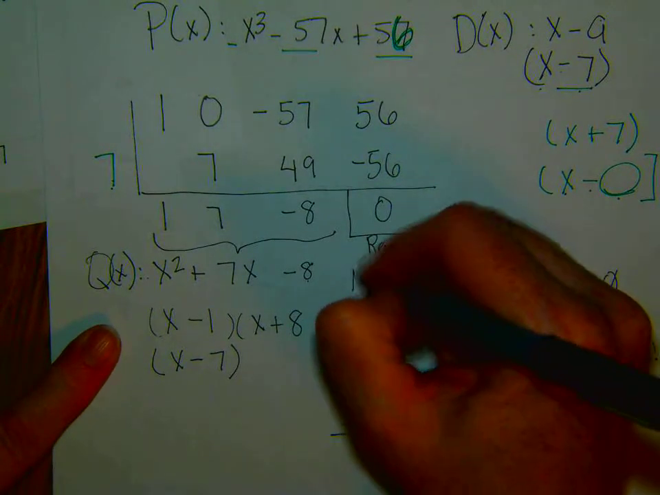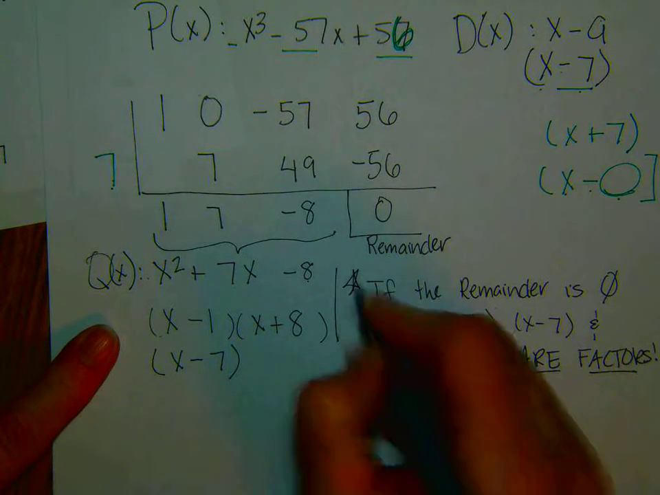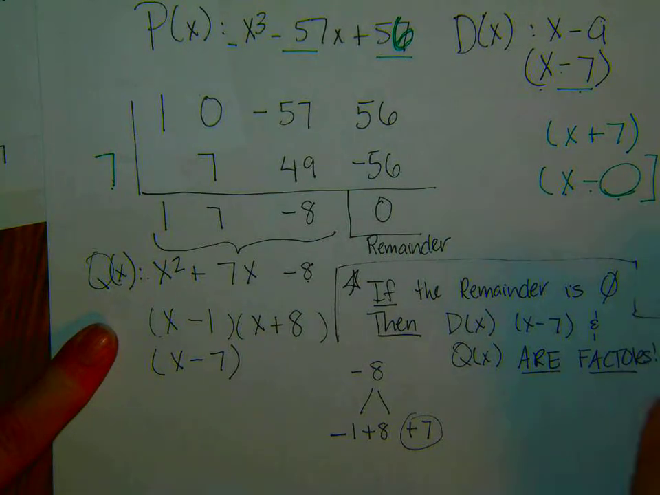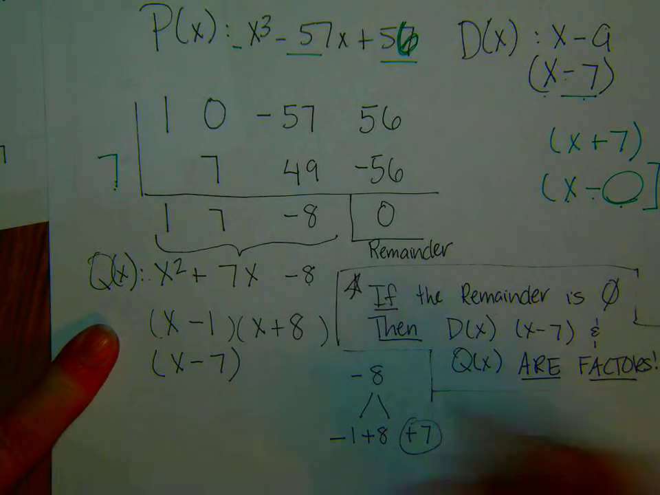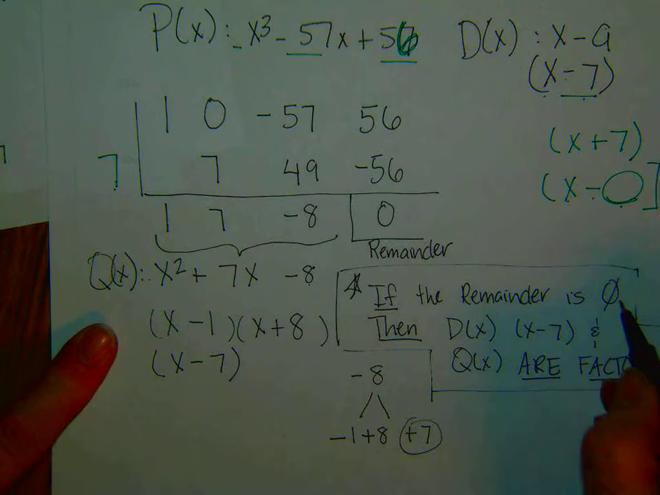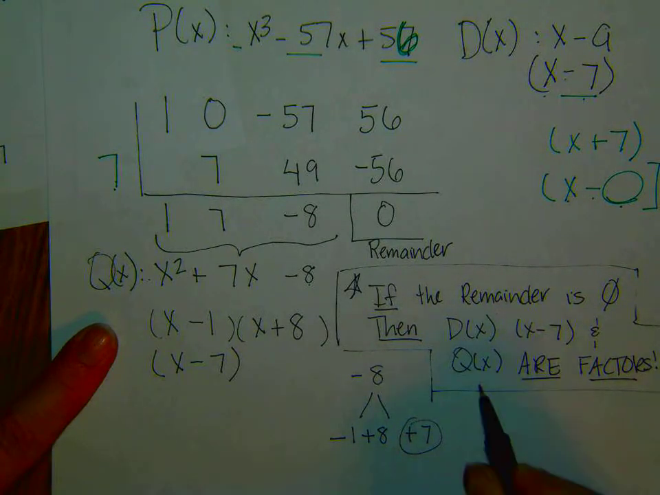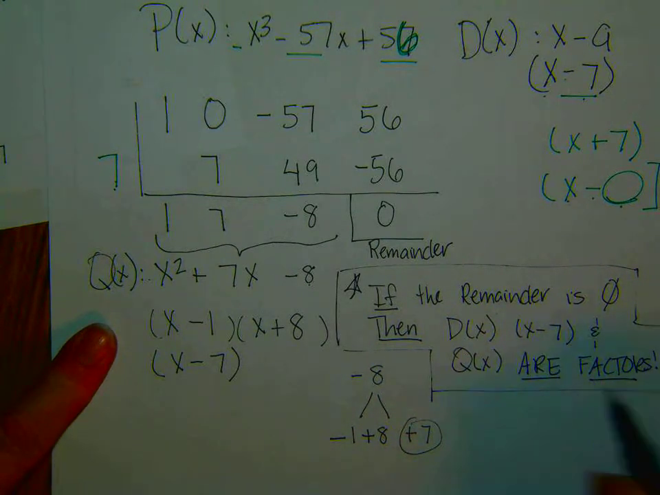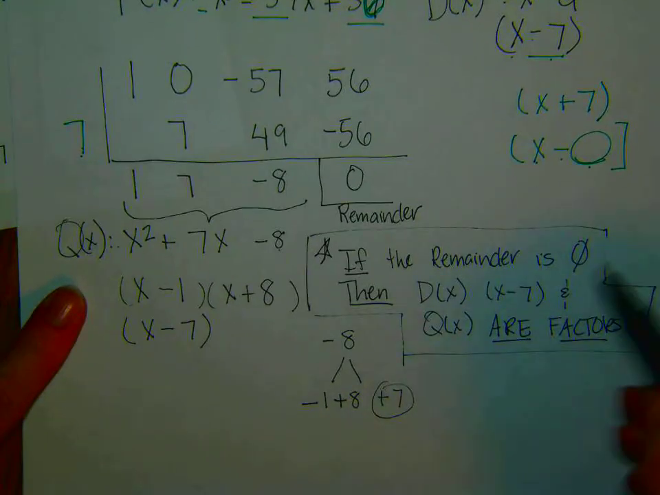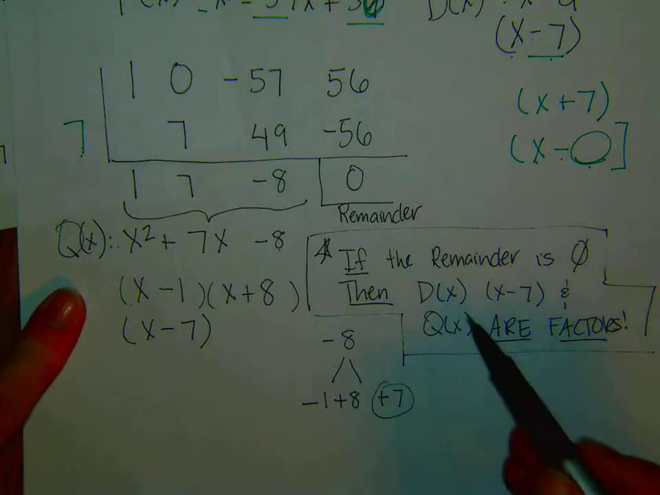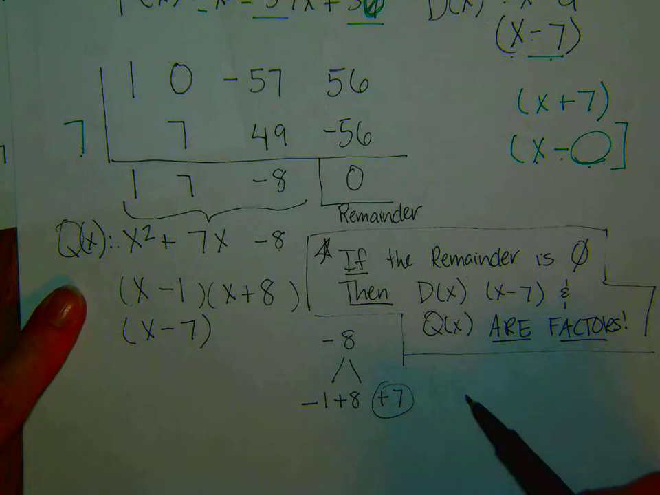This, however, is the point we really want to remember. I'm going to restate that one more time. If the remainder is 0, then d of x and q of x are factors. And the opposite is also true. If the remainder is not 0, then d of x and q of x are not factors.